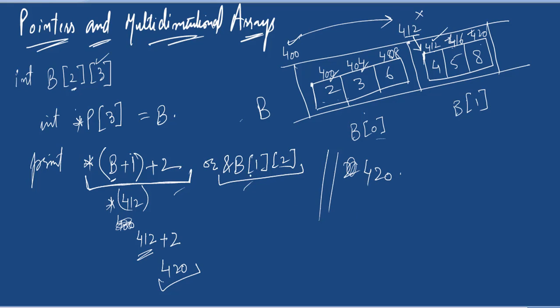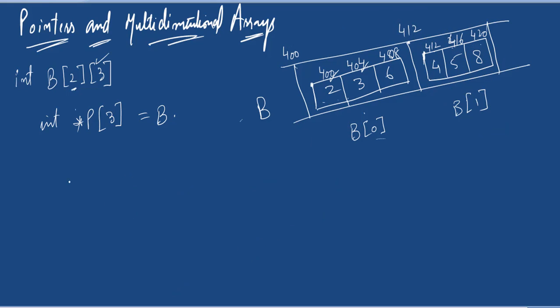Now the same thing will be achieved with the help of B of 1 and 2. B of 1 is this, and I have to reach to the second. This is 0, this is 1, and this is 2. So this will give me 8, but I am writing AND before it. This 8 has an address 420. It will give me the address of this 8. This means address of 8, it means 420.